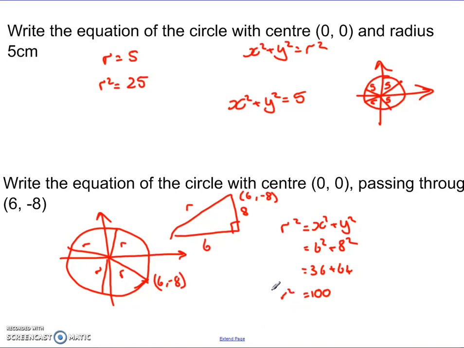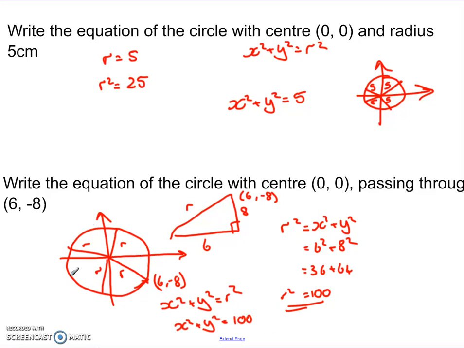Now here you would normally think, right, take the square root, that gives me my radius. You could do that and that would tell you the distance here, but remember the form of the equation is x squared plus y squared equals r squared. We want the r squared, so we're as well actually just leaving it in this form and writing it as x squared plus y squared equals 100.